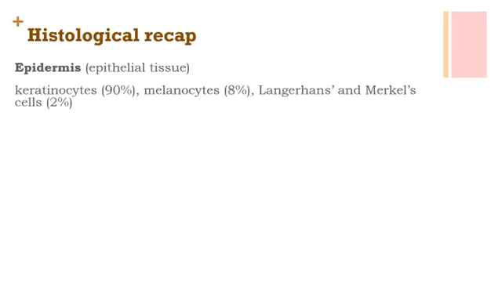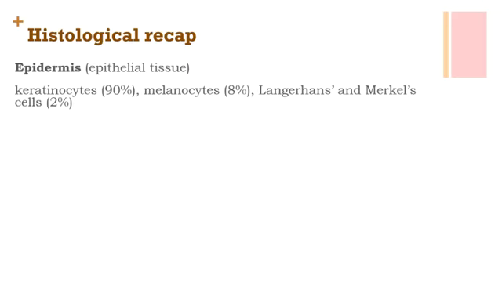The skin consists of three principal parts. The superficial portion, which is composed of epithelial tissue, is called the epidermis. The epidermis is composed of keratinized stratified squamous cells. About 90% of the epidermal cells are keratinocytes, 8% are melanocytes, and 2% are Langerhans cells and Merkel cells.